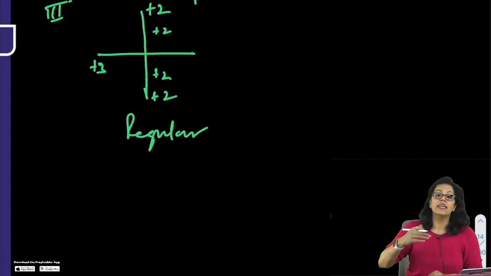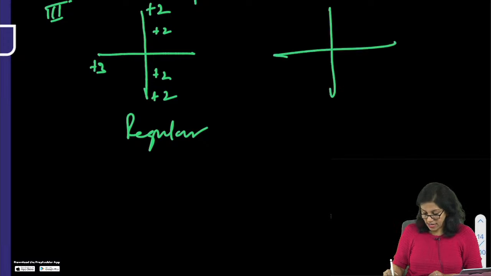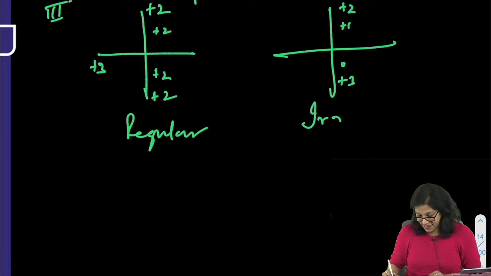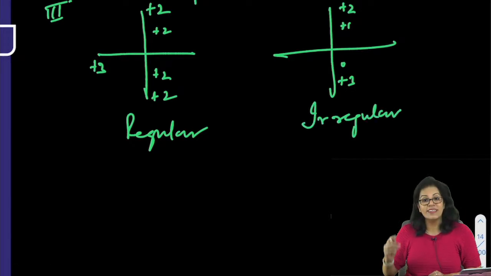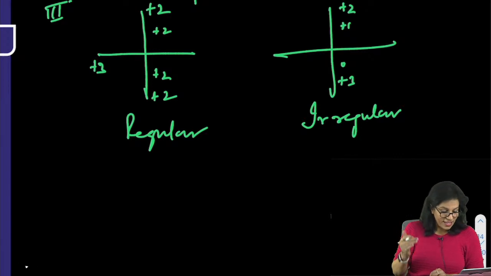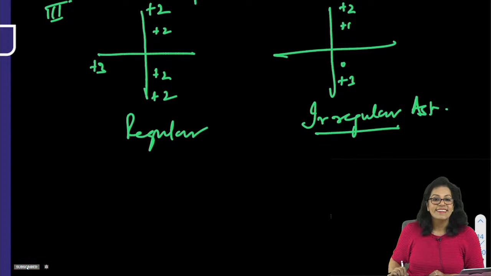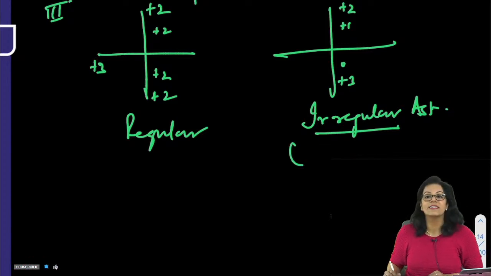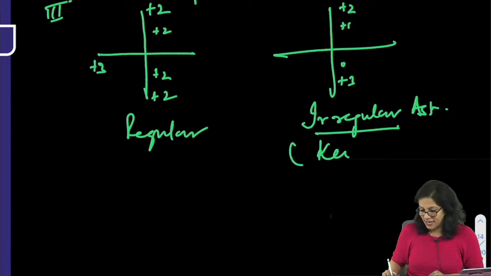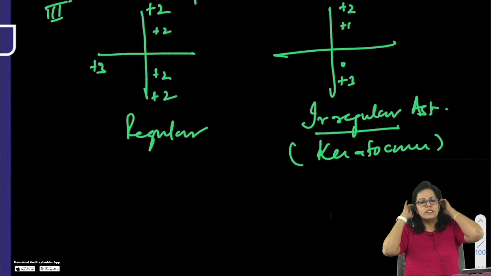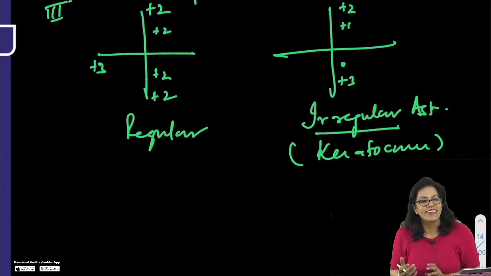But suppose the cornea is so irregular that even in a single axis there is a variation: +1, 0, +3, something like this. Now this is irregular astigmatism. Even in a single axis, when there is a variation, this is irregular astigmatism. Okay? Got it? Where do you learn this irregular astigmatism, all of you? We learn it in keratoconus. Or there can be any corneal opacities which can cause irregularity of the cornea.